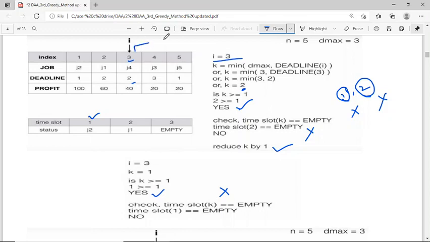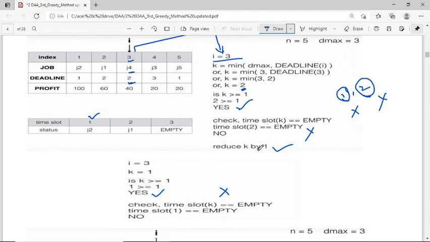I is equals to 3. Okay, this one is this. And K is equals to 2. The same thing, this is a deadline, this is the deadline. So 2 greater than or equal to 1. Yes, the condition is true. But check time slot 2 is equals to empty. No, this is not empty. Already the job 1 is filled. So there is no space for the job 4. Already one job is placed in the slot. The other job you cannot place in the same slot.